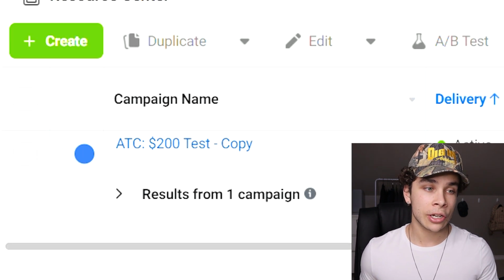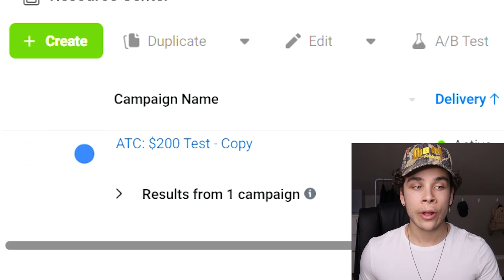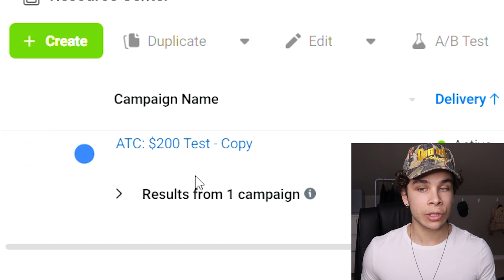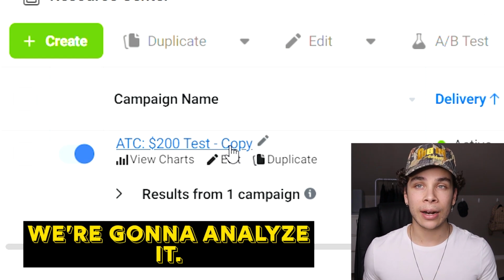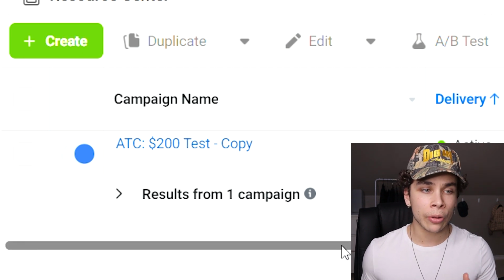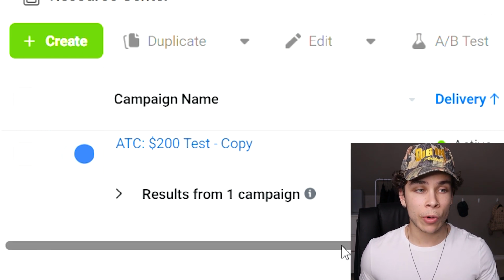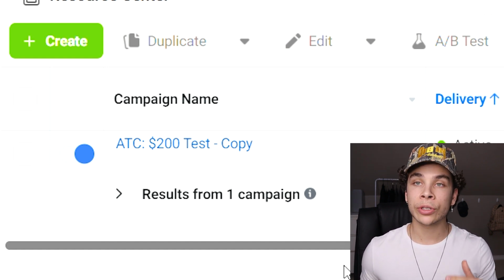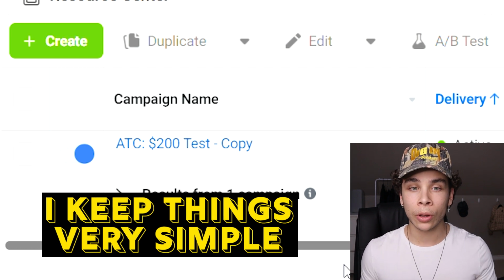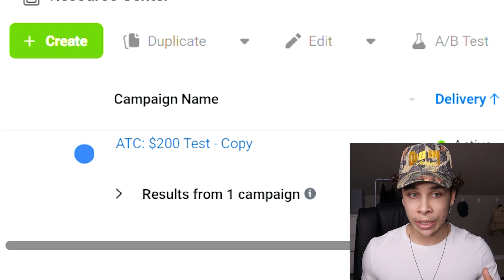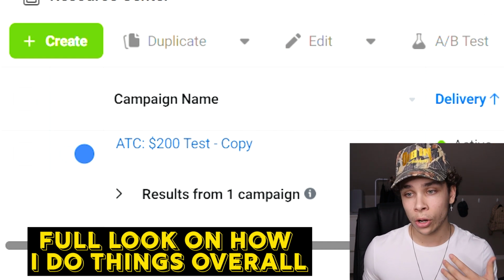So as you can see, here's an add to cart interest, essentially the ad set that we've been running the most lately, the campaign. And so what we're gonna do is we're gonna jump right into this campaign. We're gonna analyze it. I'm gonna show you how I analyze it and make decisions on it. And the thing about this is that it is the exact same, whether it's an add to cart campaign, whether it's a 75% video view campaign, whether it's interests. My process, my method, I keep things very simple when I'm analyzing data and when I'm looking into these types of campaigns. So regardless, you're gonna be getting the full look on how I do things overall anyway.